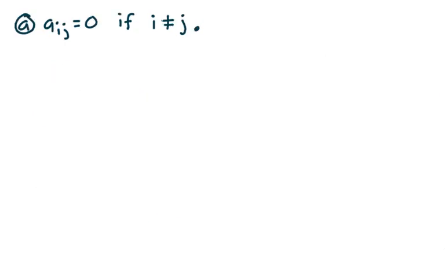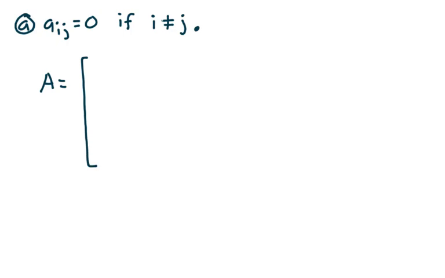Let's take a look at part A. Suppose A sub ij equals 0 if i doesn't equal j. So if you're along the main diagonal of this matrix, we don't know the value of the entry. It could be 0, it doesn't have to be 0. But if you're off the main diagonal, we are guaranteed that that entry is 0. So let me give you an example of what I mean.